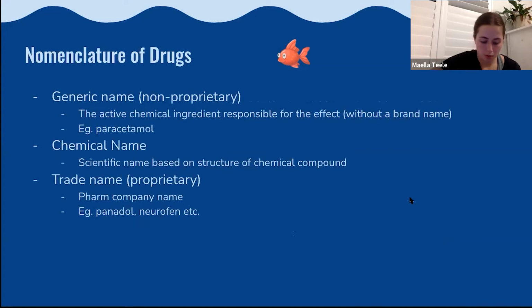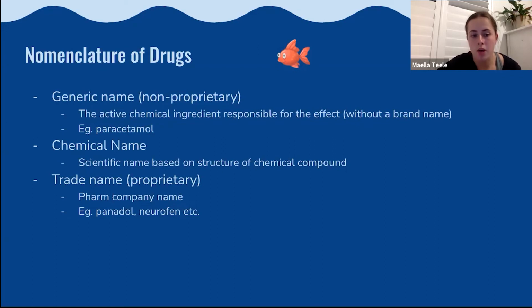Next up, we've got a few different ways to name drugs. The generic name of a drug is pretty much just the active chemical ingredient. For example, paracetamol is the active chemical ingredient in Panadol. So instead of being called Panadol, it's just called paracetamol. This is just your brandless drug.